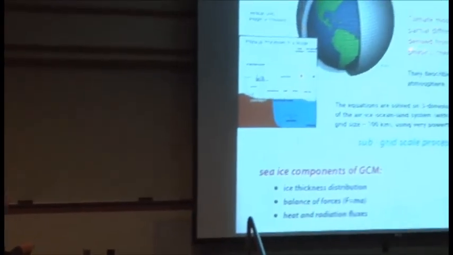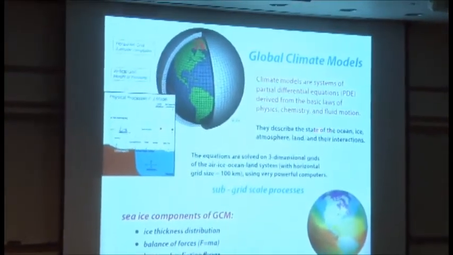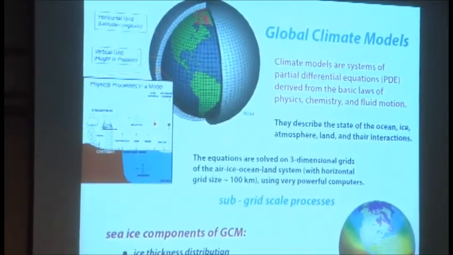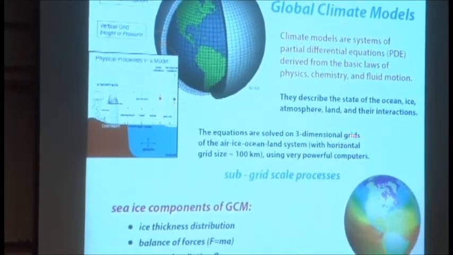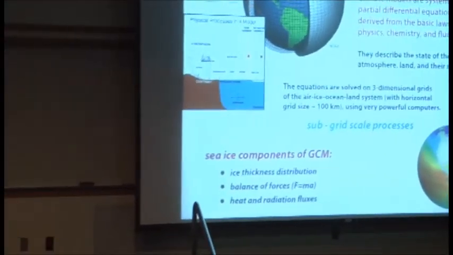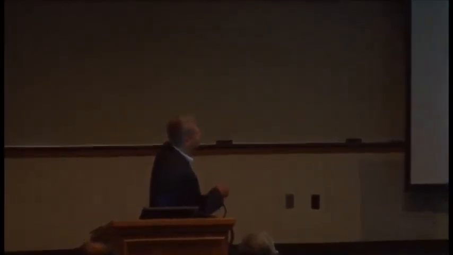Just a word about global climate models. So here you see the Earth gridded up in this nice lattice type of system. In general, climate models are systems of partial differential equations derived from the basic laws of physics, chemistry, and fluid motion. They describe the state of the ocean, the ice, the atmosphere, land, and how they interact. And fundamentally, these equations are solved on 3-dimensional grids using some of the most powerful computers that we have on the Earth. Grids of the ice, air, ocean, land system you see here.